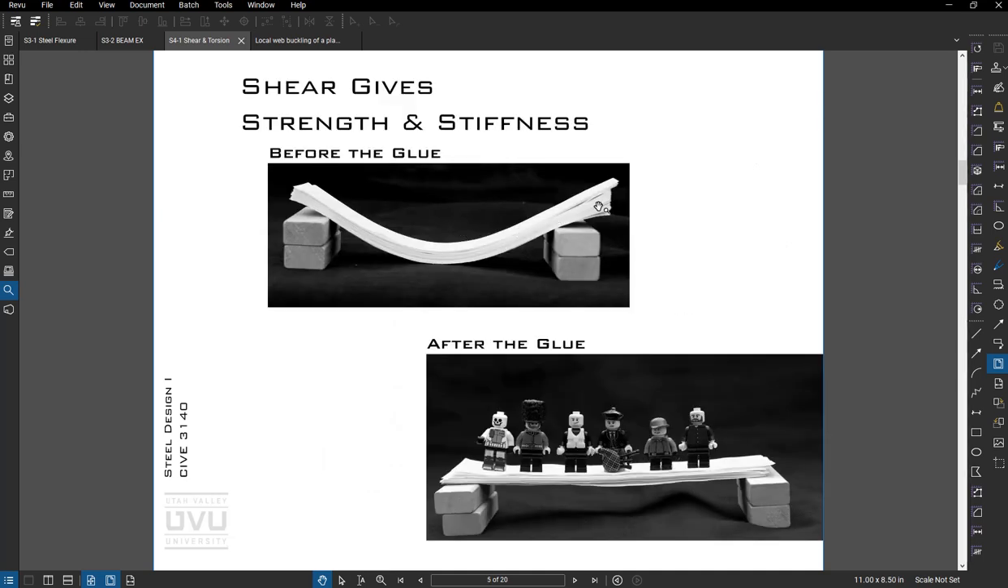Okay, so here's a reason why shear matters. If we take all these papers and don't glue them together and try to make a beam out of it, we basically have no beam. Whereas if we glue them all together, they can hold quite a bit of load.